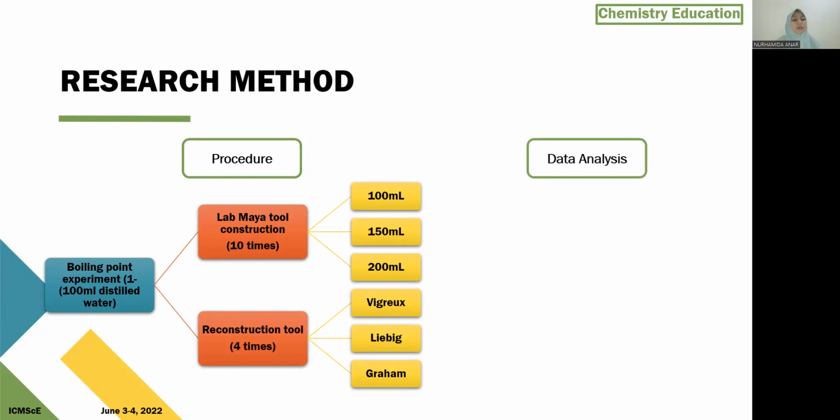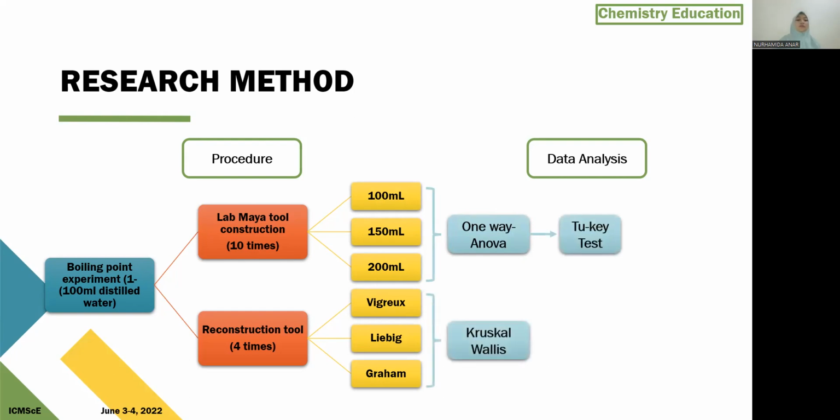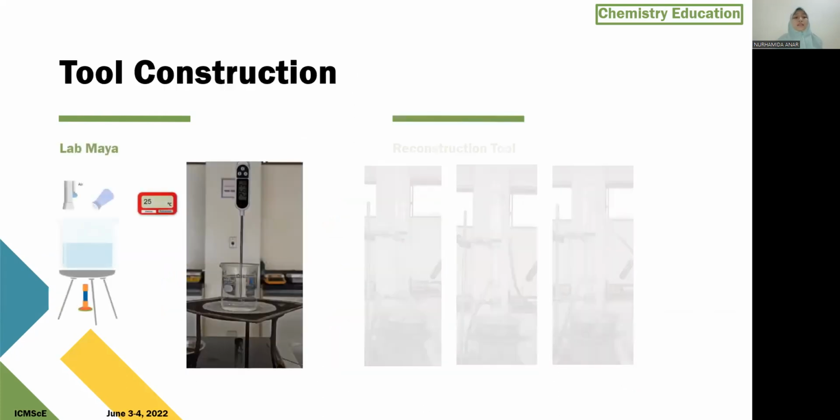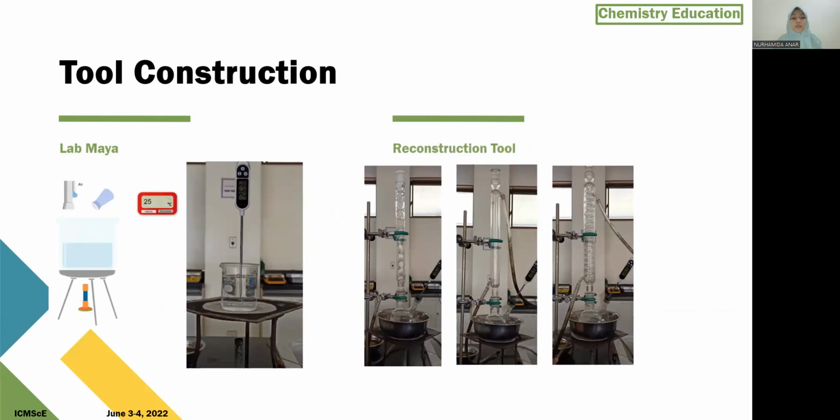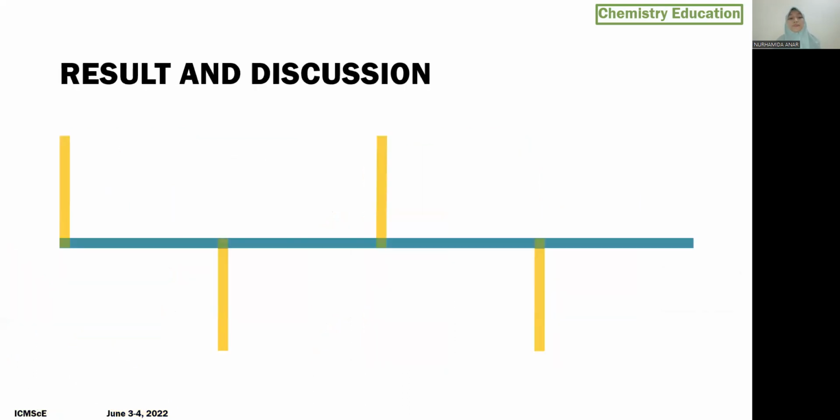that we got from the experiment were analyzed using one-way ANOVA and Tukey tests for the first construction, and Kruskal-Wallis for the second construction, or reconstructed tool. And for comparison of both constructions, using the Mann-Whitney test. Well, this is the picture of both constructions, the LabMaya tool construction and the reconstructed tool.